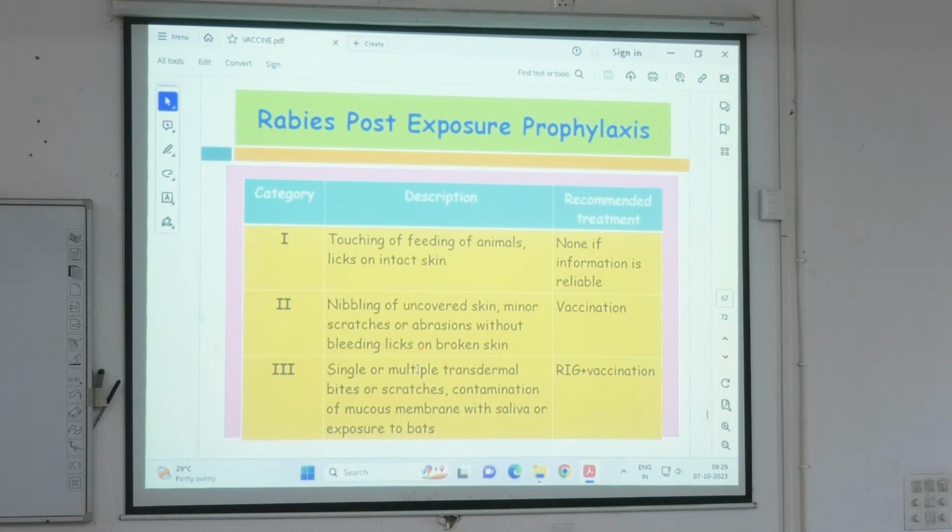Okay. Single or multiple transdermal bites, that is called deep bite, or scratches, contamination of mucous membrane with saliva, and exposure to bats, again you give rabies vaccine.